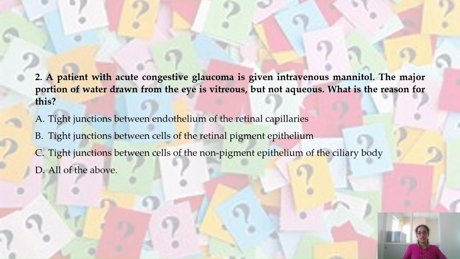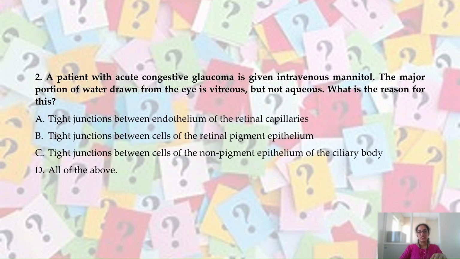There is a patient with acute congestive glaucoma and he's been given intravenous mannitol. The major portion of water drawn from the eye is vitreous but not aqueous. What is the reason for this? Okay. There are tight junctions between the endothelium of retinal capillaries, the tight junctions between the cells of retinal pigment epithelium. There are tight junctions between the cells of non-pigmented epithelium of the ciliary body, all of the above.